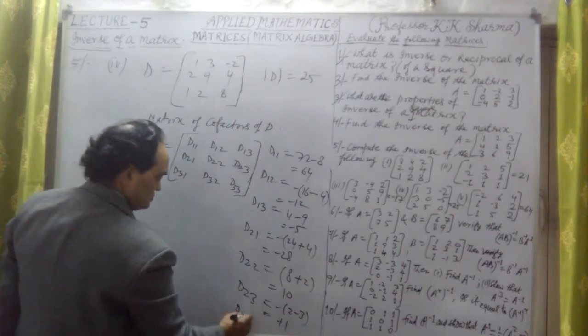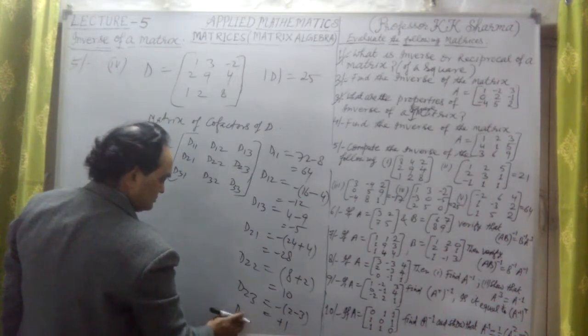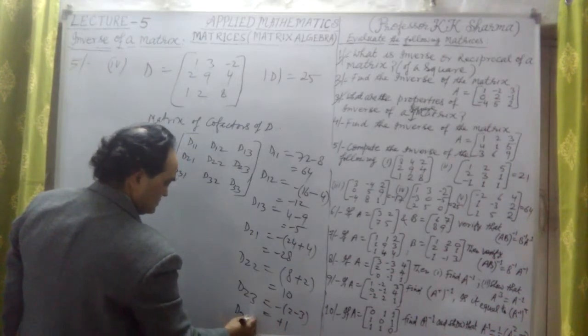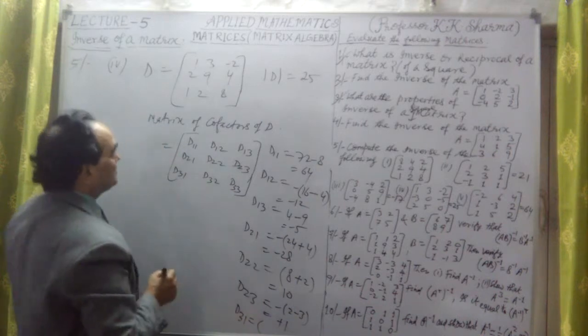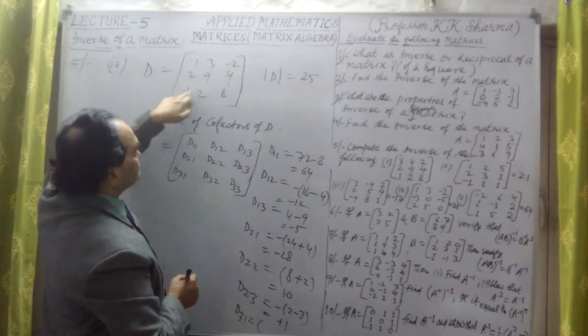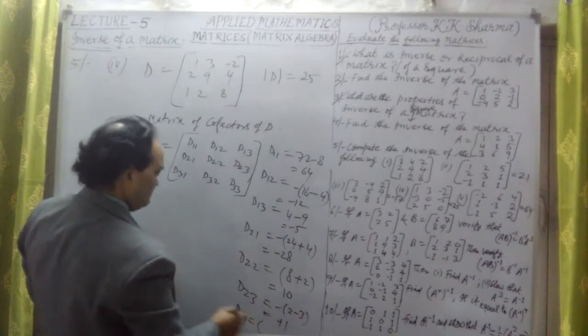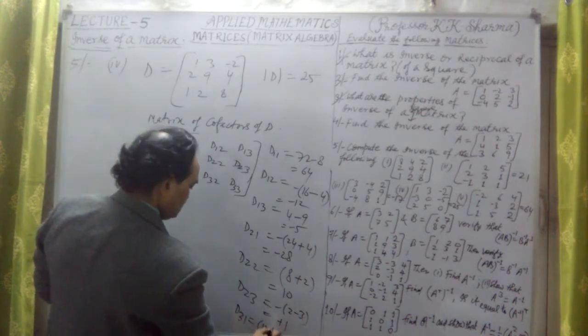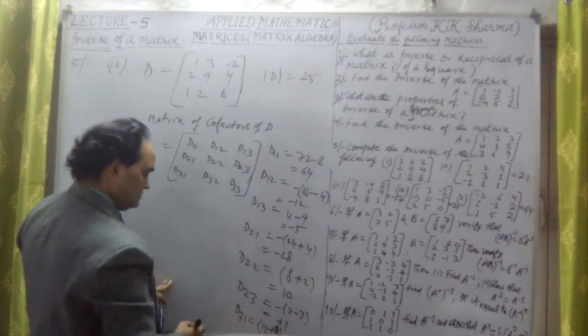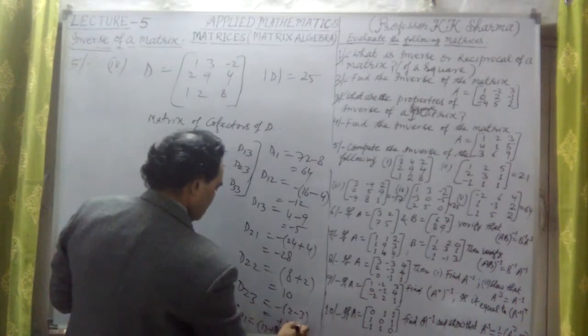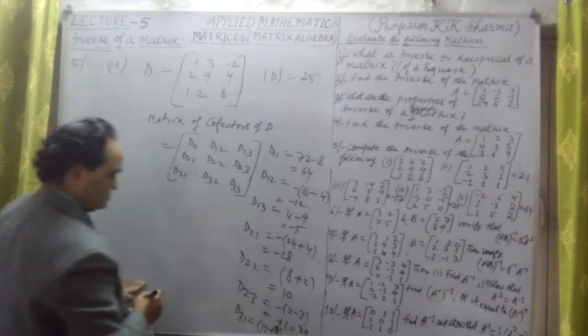Then D31, we have taken this now, a positive value, plus sign of 1. 3 times 4 is 12, 12 plus 18, it is 30. It is equal to 30.